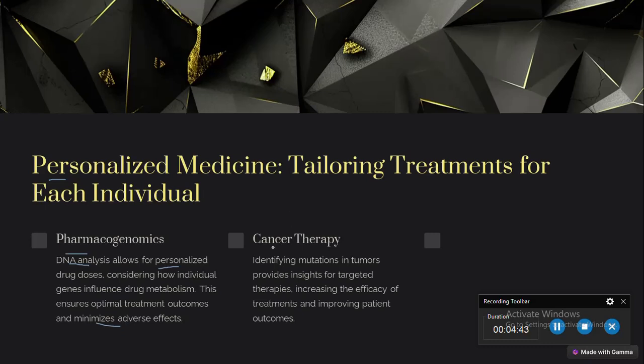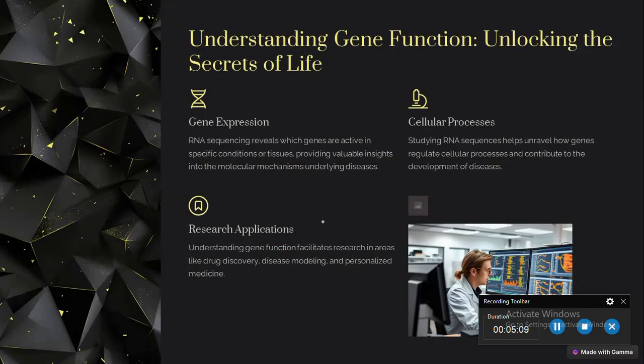What else? Cancer therapy. Identifying mutations in a tumor will provide us insight for targeted therapy, drugs that will work on this specific problem. This leads to increased efficiency of treatment and improved patient outcomes. What else?